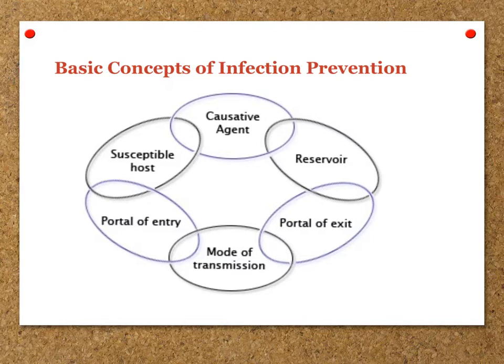Causative agents can be strong or they can be weak. Hopefully we keep them fewer in number, and that reduces our risk of infection. Sometimes the body can handle smaller numbers of the causative agent and it can't fight off larger numbers, and so we do what we can to reduce the risk. The reservoir is the place where the causative agent goes to hide and make little baby pathogens.